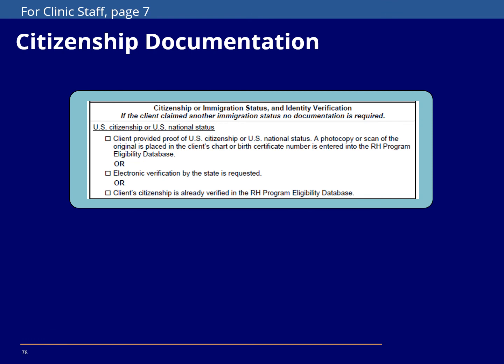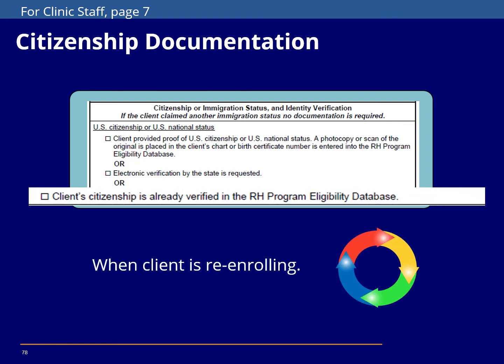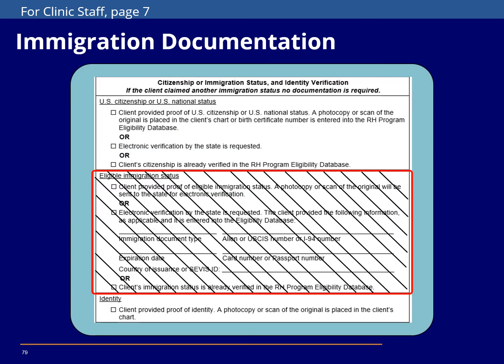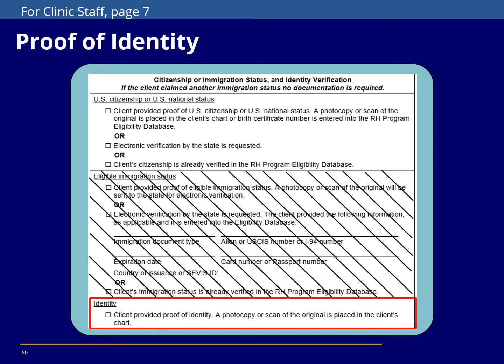The third box is for clients who are re-enrolling and have already had their citizenship or national status verified. You can find out if this is the case for a client by looking for them in the eligibility database. The next section was for clients who marked eligible immigration status. However, since we no longer require clients to provide proof of immigration status, you can just ignore this section. And the final section is for proof of identity.